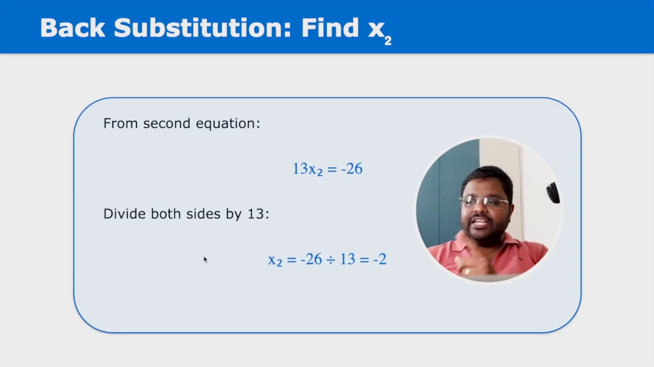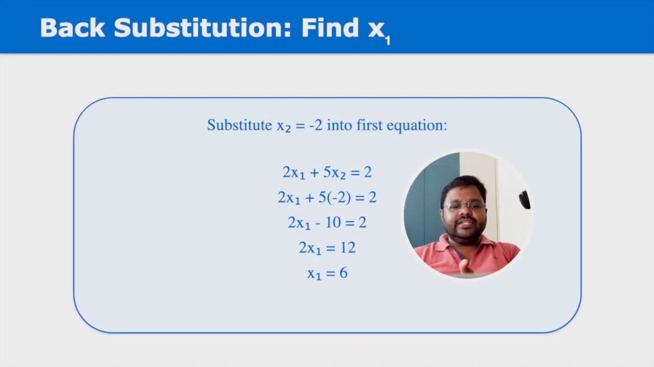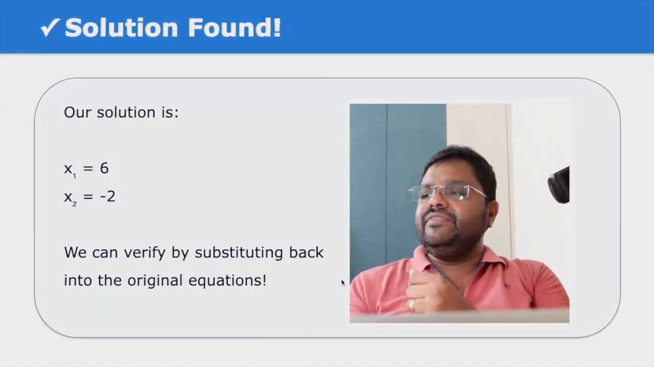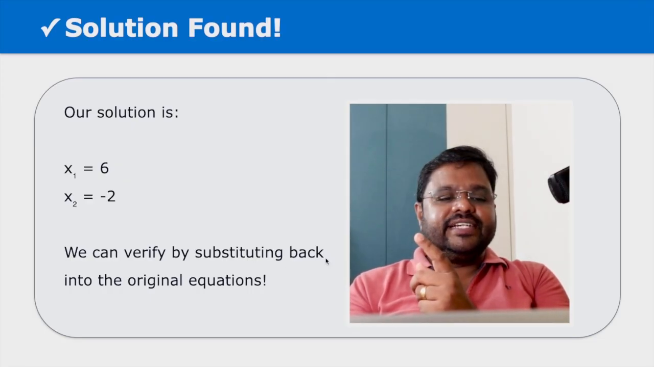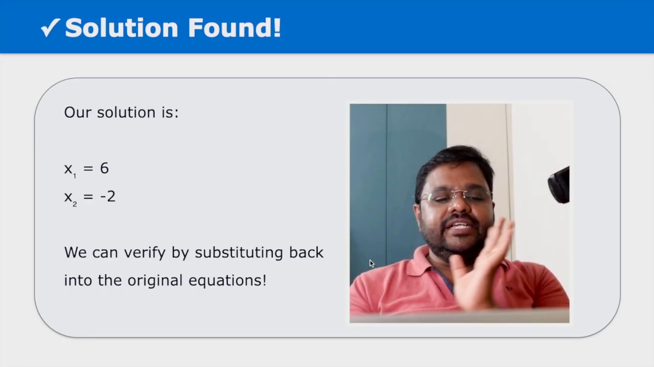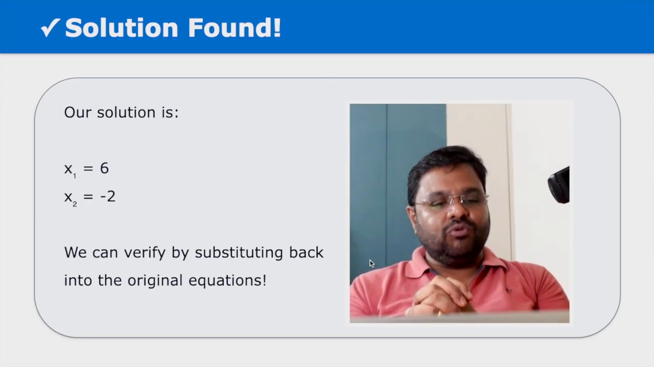Yes, from the second equation we have 13x2 is equal to minus 26, and dividing both sides by 13, we get x2 is equal to minus 2. Now we substitute x2 is equal to minus 2 into the first equation. Then 2x1 plus 5x2 is equal to 2, and by solving step by step we get x1 is equal to, in fact, 6. We got the complete solution right now. So x1 is equal to 6 and x2 is equal to minus 2. The system is completely solved.